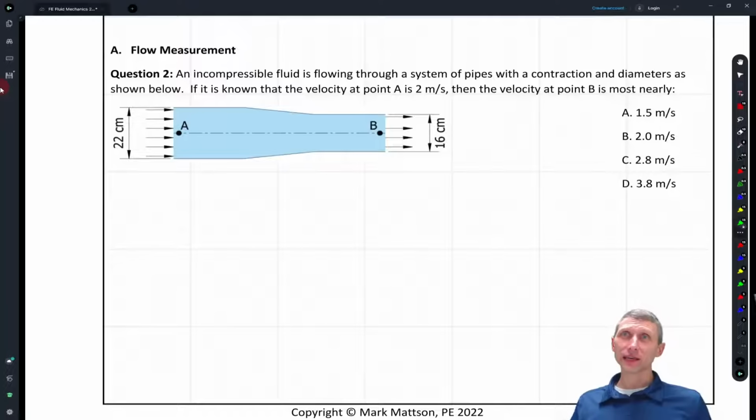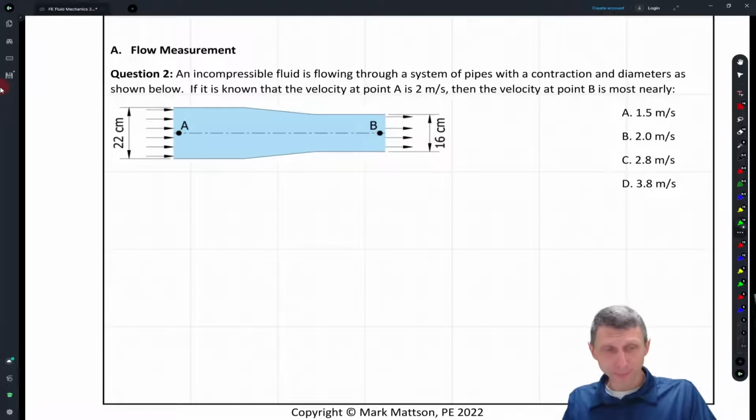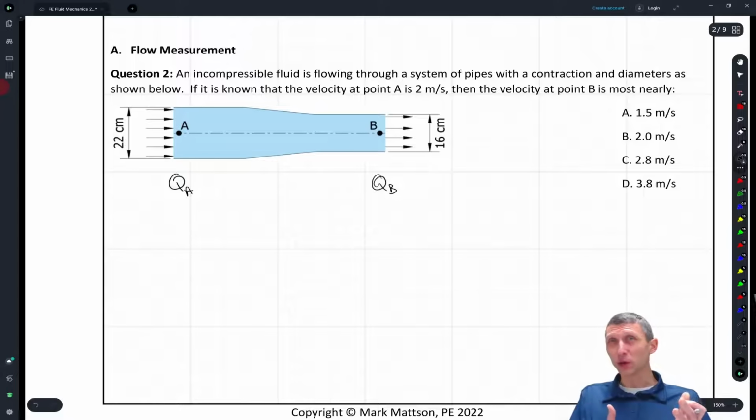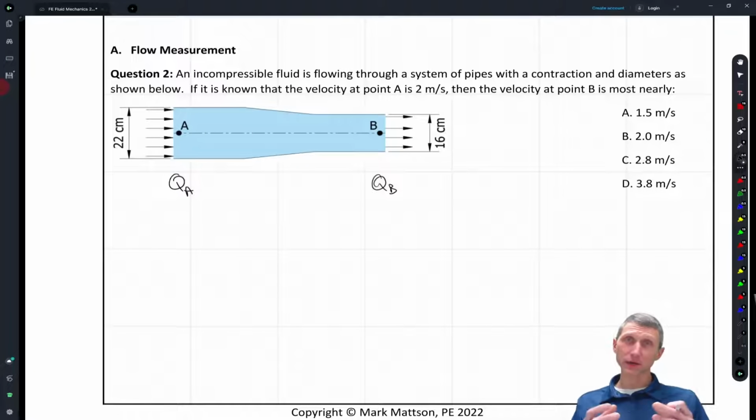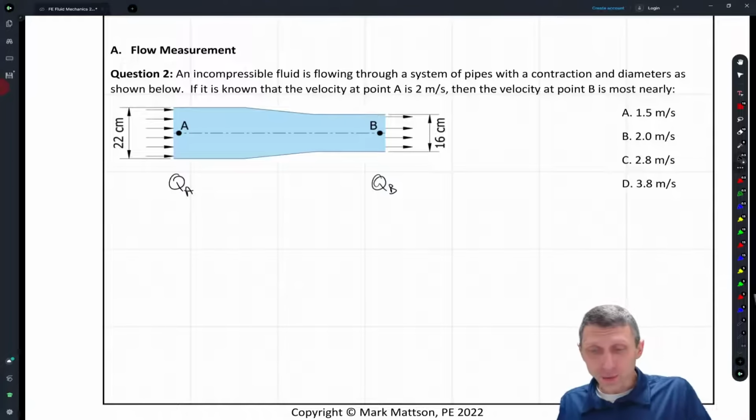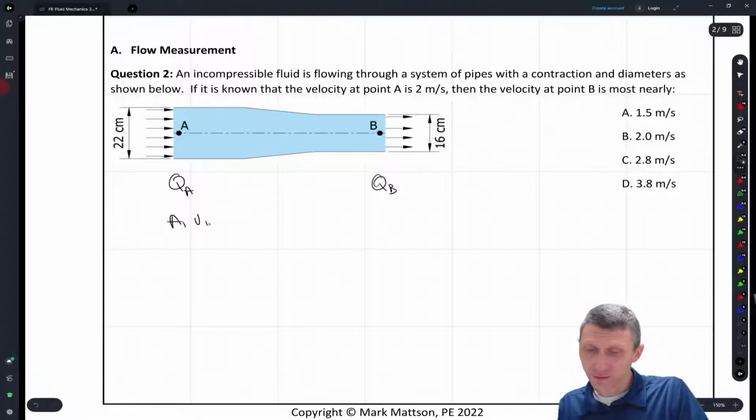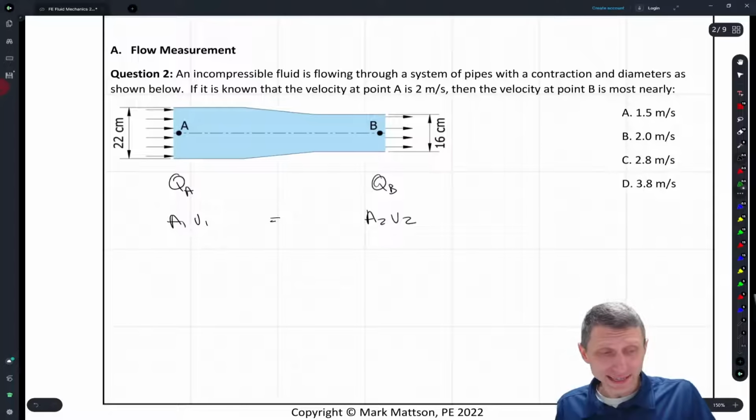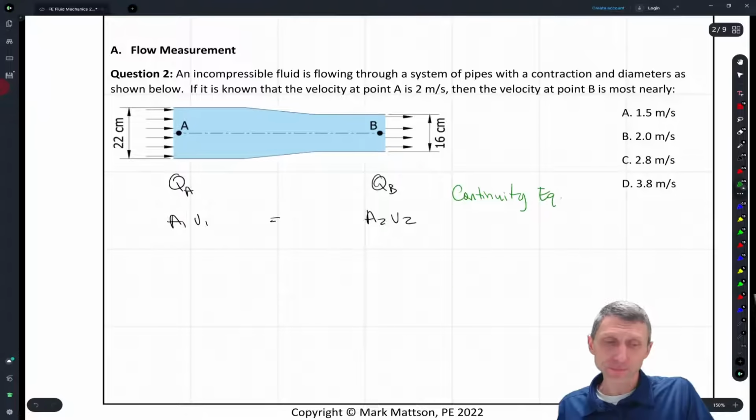So this is saying if we know the flow at point A, so this Q at A, the Q at B has to be the same flow, right? The water's not disappearing. It's not going anywhere. You have to have this conservation in this continuity. Basically what that's saying is A1 V1 equals A2 V2. This is a basic equation that we're going to come back to, the continuity equation.